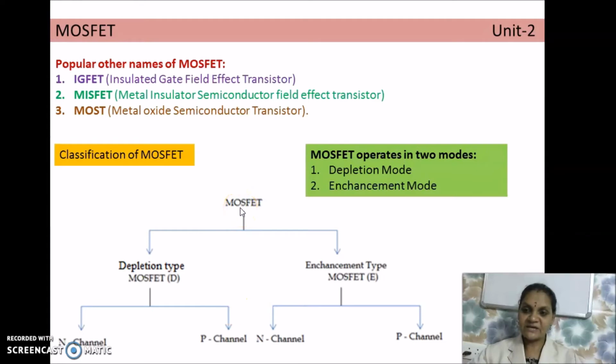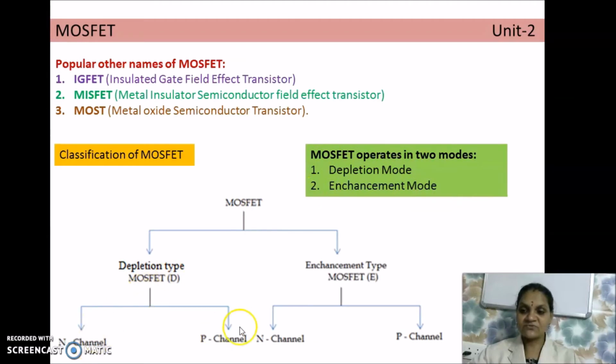MOSFET can be broadly classified into two types. One is depletion type MOSFET, also called D-type MOSFET, and another is enhancement type MOSFET, also called E-type MOSFET. Generally speaking, a MOSFET can operate in two modes of operation: depletion mode and enhancement mode. The D-type MOSFET is capable of operating in both modes, depletion mode as well as enhancement mode.